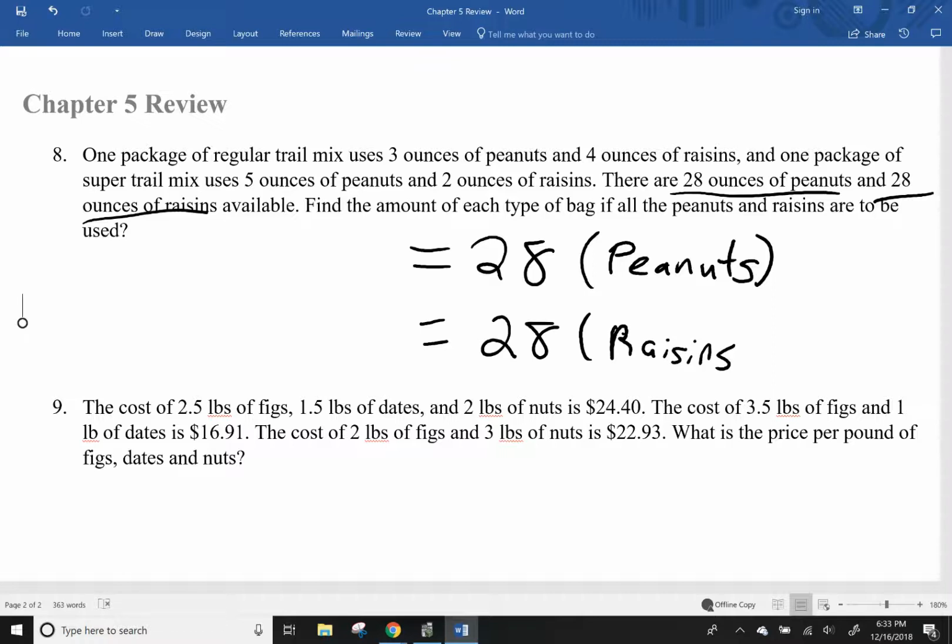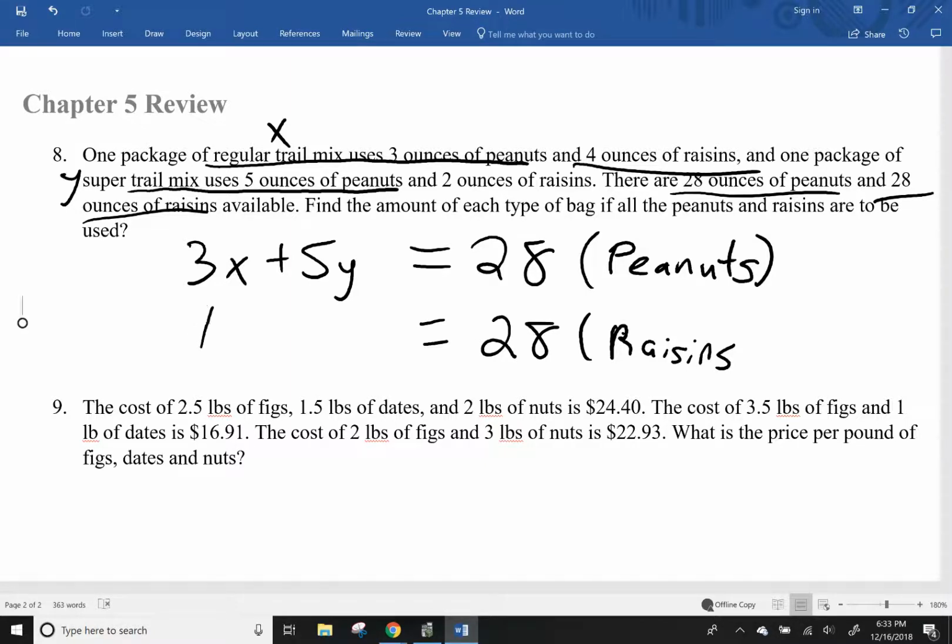So let's talk about the peanuts first. Regular trail mix uses 3 ounces of peanuts. So I'll call x my variable for regular trail mix bags. So 3x, that's 3 ounces per regular trail mix bag, plus super trail mix uses 5 ounces of peanuts. So I'll call super trail mix my y. So 5 ounces for every y bag, or super trail mix bag, for a total of 28 ounces of peanuts. Then raisins. I have 4 ounces of raisins for my regular bag and 2 ounces of raisins for my super bag.